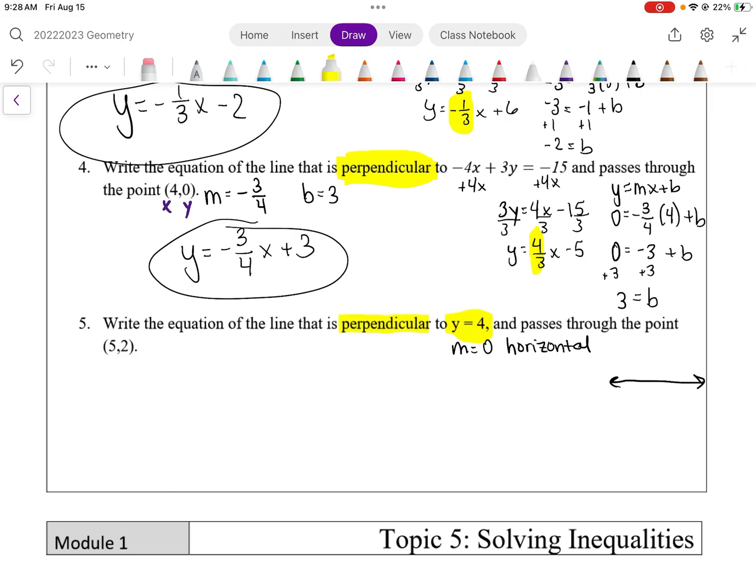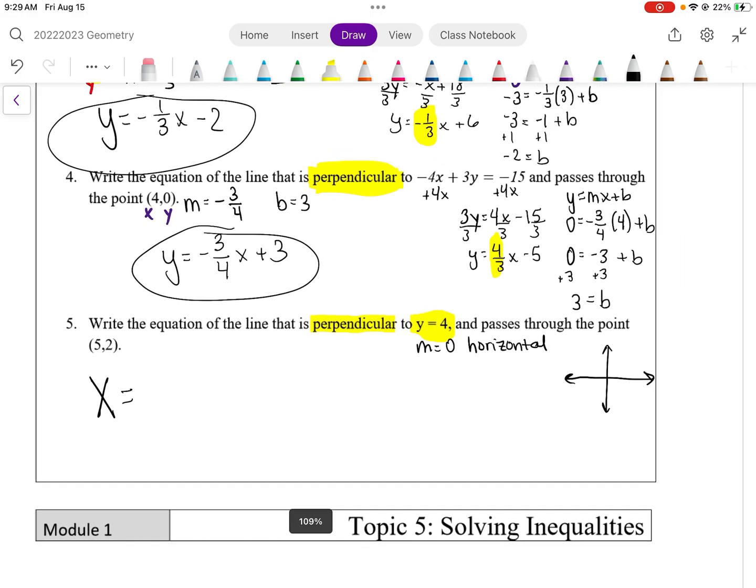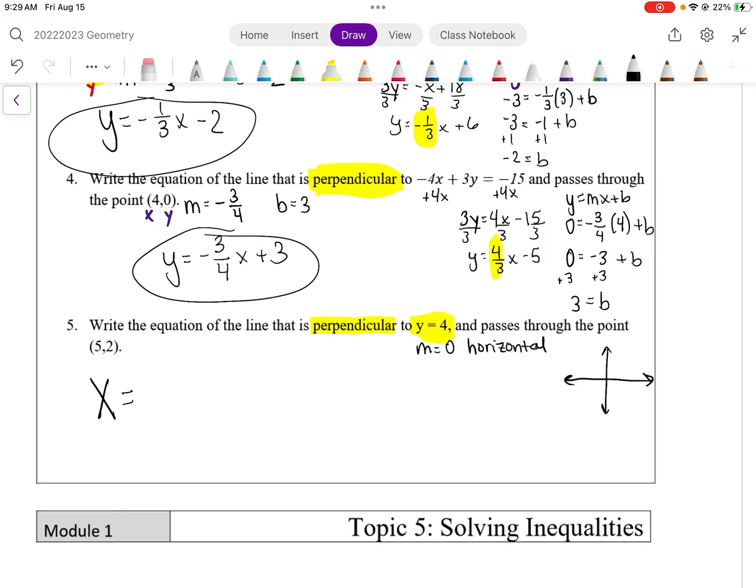So, if my y equals 4 looks like this, but I want a line that's perpendicular to it, that means my new line should be vertical. So ask yourself a question. If the horizontal line is y equals, then what is our vertical line going to start with? Does it cross the x-axis or does it cross the y-axis? It's going to cross the x-axis, okay? Now, it has to go through the point (5, 2).